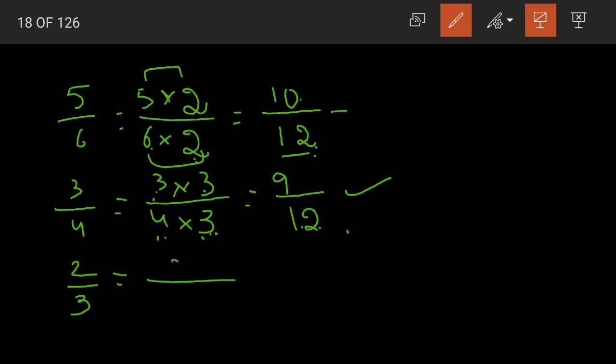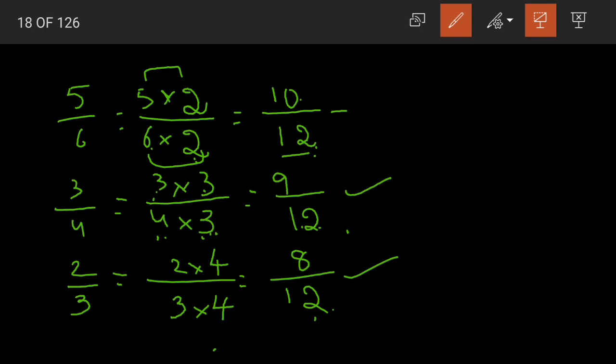Next, 2 by 3. Again we want 12, so 3 4s are 12. Again as we have multiplied by 4 in the denominator, we will do the same in the numerator as well. 2 into 4 is equal to 8. So 8 by 12 is our fraction.